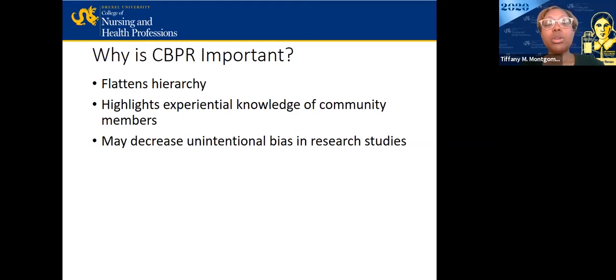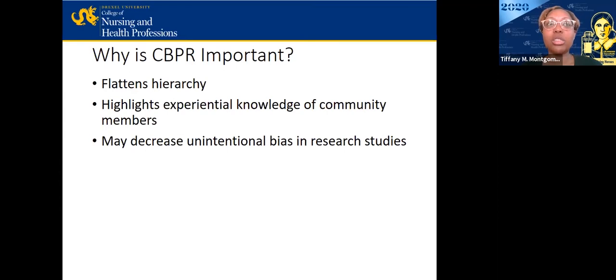I think the most important thing about CBPR is that it has the potential, if we do it appropriately, to decrease unintentional bias in research studies. A lot of times as the researcher, we don't see our own biases toward a community, toward even the research process itself. We become so ingrained in doing research that a lot of times we can't step back in the way that the community can and see things with fresh eyes.